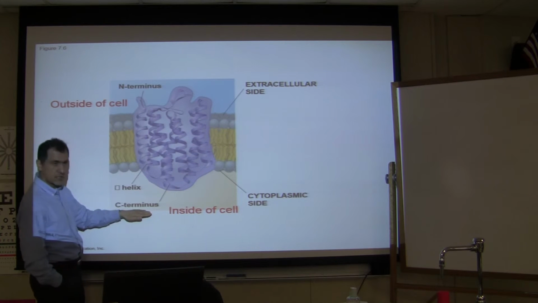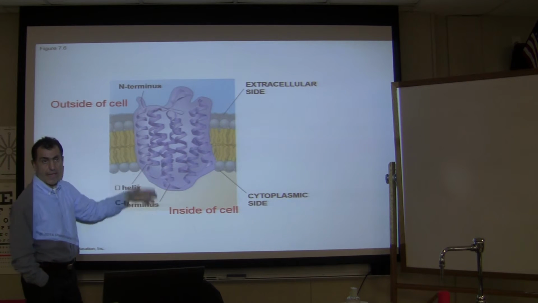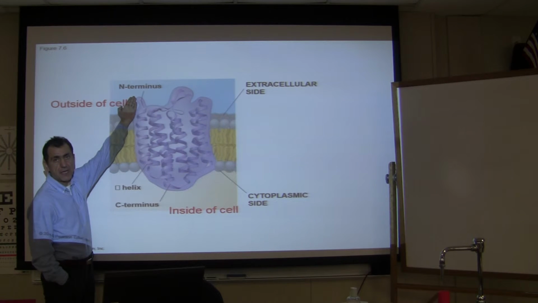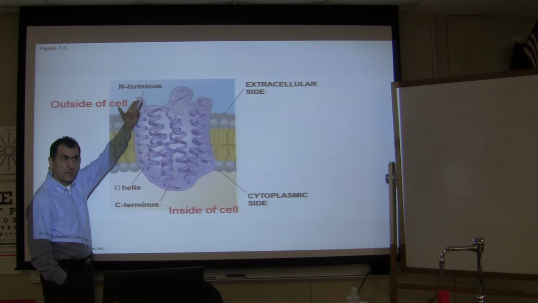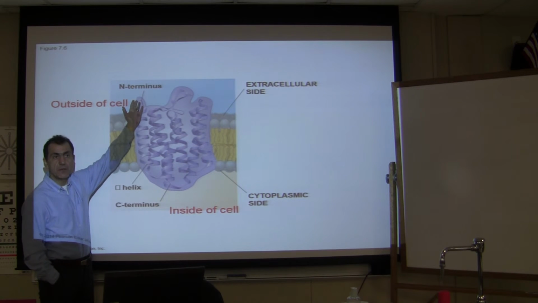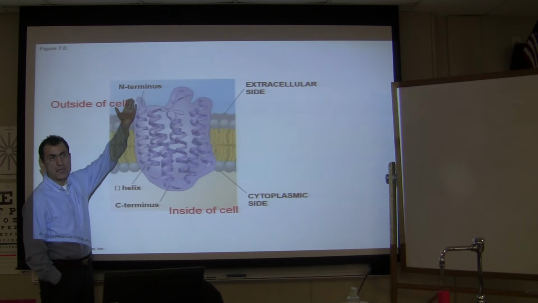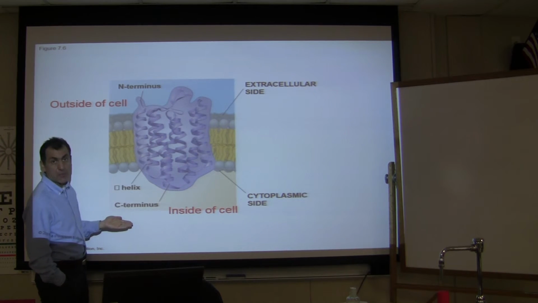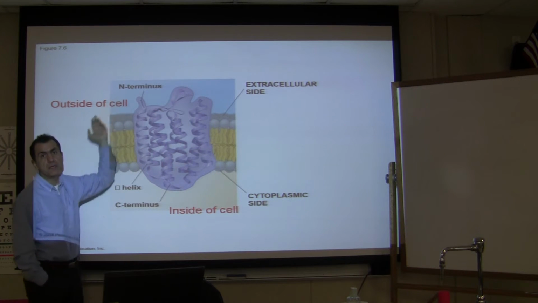The C terminus is the carboxyl end, the acid end. And then the N terminus, what is N? Nitrogen? No. What is it? Anybody? Amino. NH3. You remember that? Amino. So all protein molecules have an acid end, the carboxyl end, and an amino end.